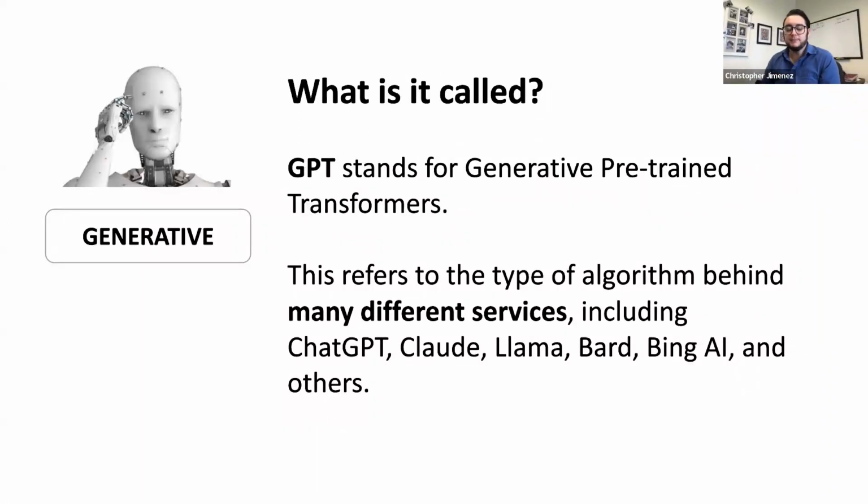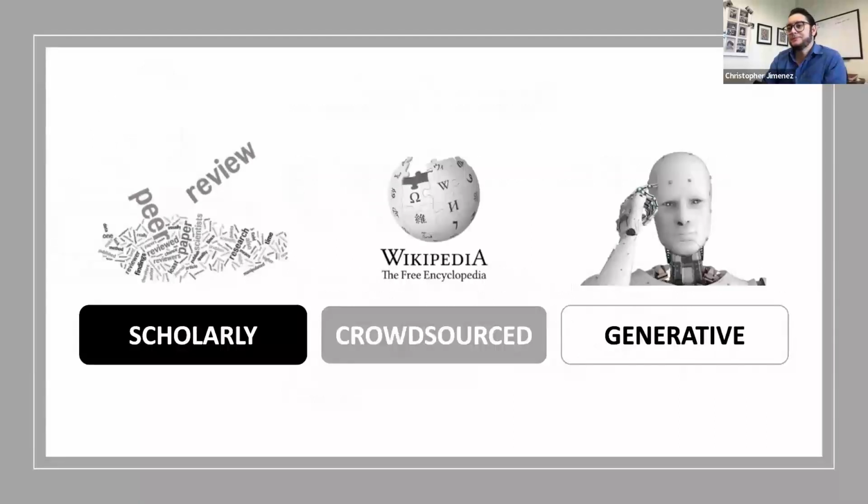So what's it called? I've used generative AI. We know ChatGPT, we know Bing AI, we know Microsoft Copilot. GPT stands for generative pre-trained transformers, and it refers to that type of algorithm that's behind many different services. And you can read them all here: Claude, Llama, Bard, and others.